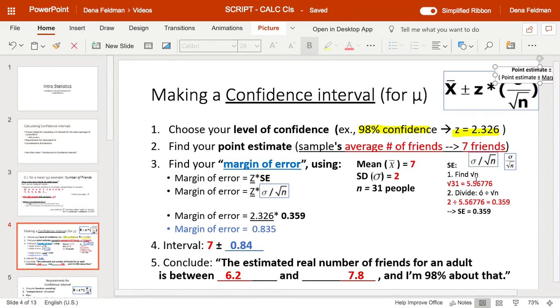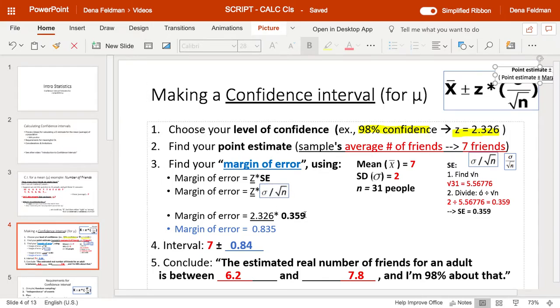divide underneath the standard deviation itself. I'm going to take 2, and I'm going to divide by that square root of 31. 2 divided by the square root of 31 gives me the number 0.359. So that's my standard error. That's this piece of the margin of error.